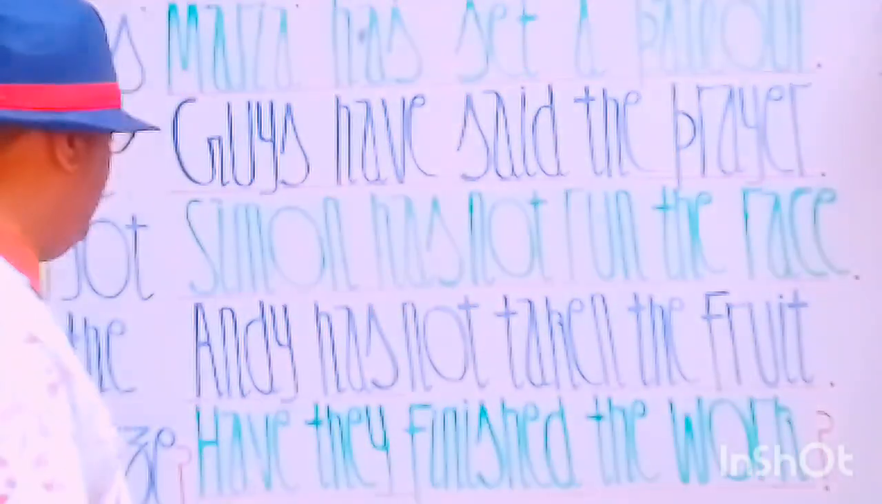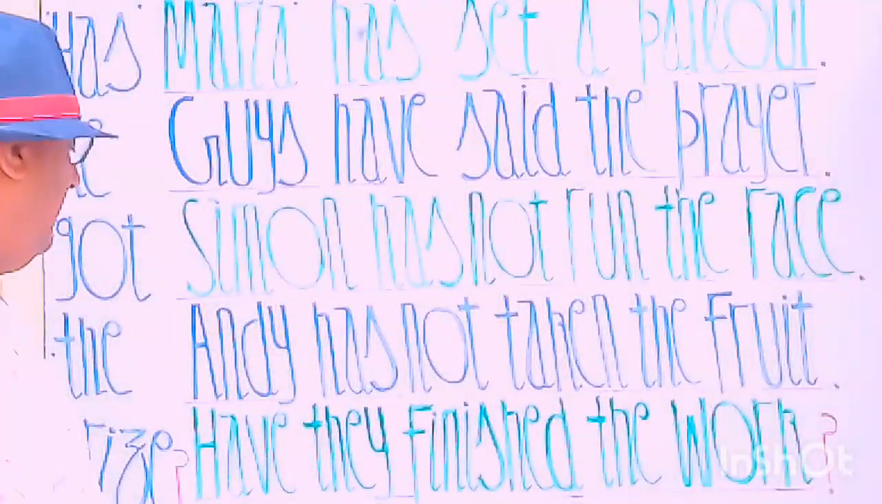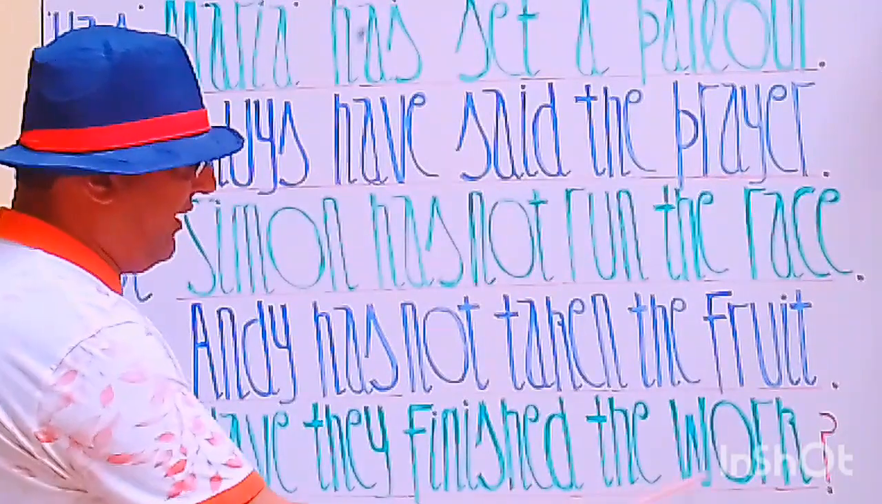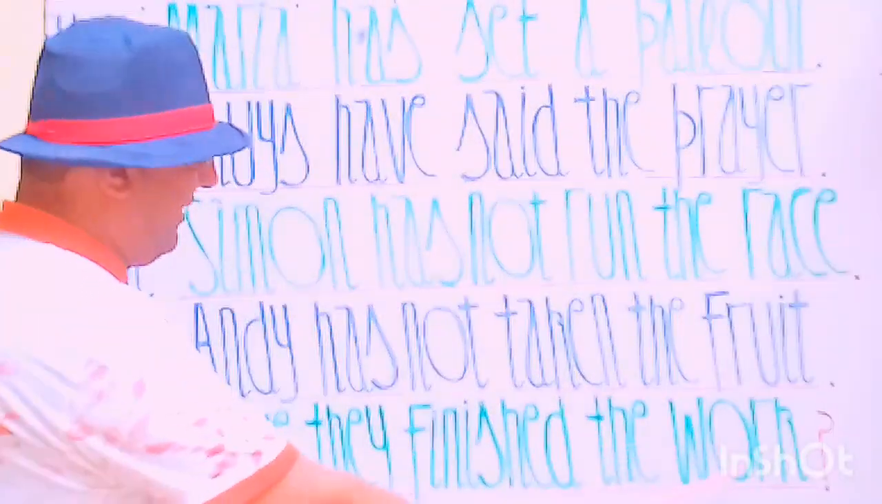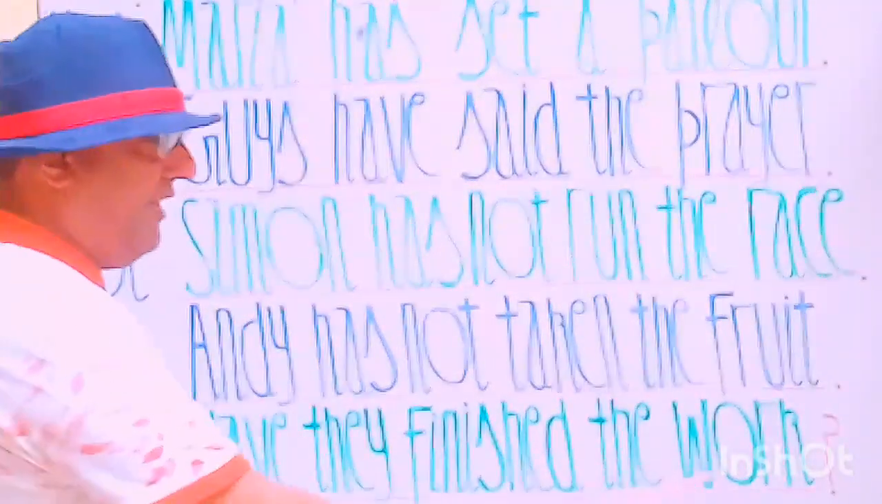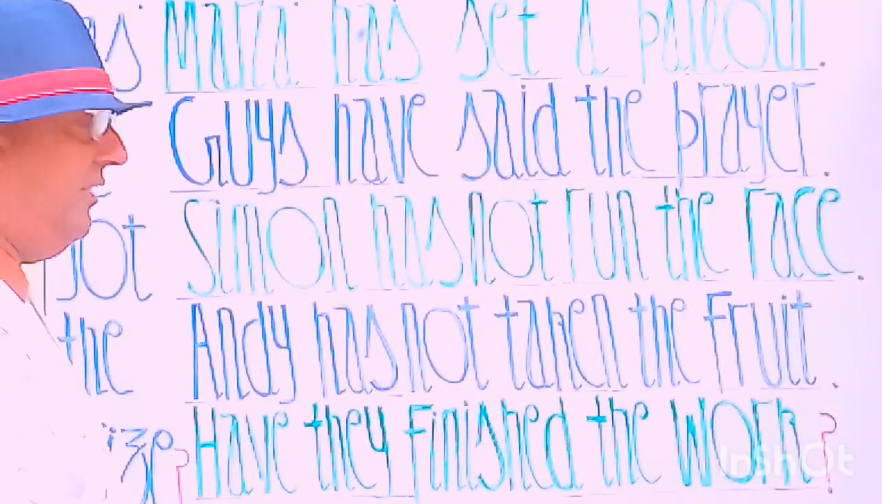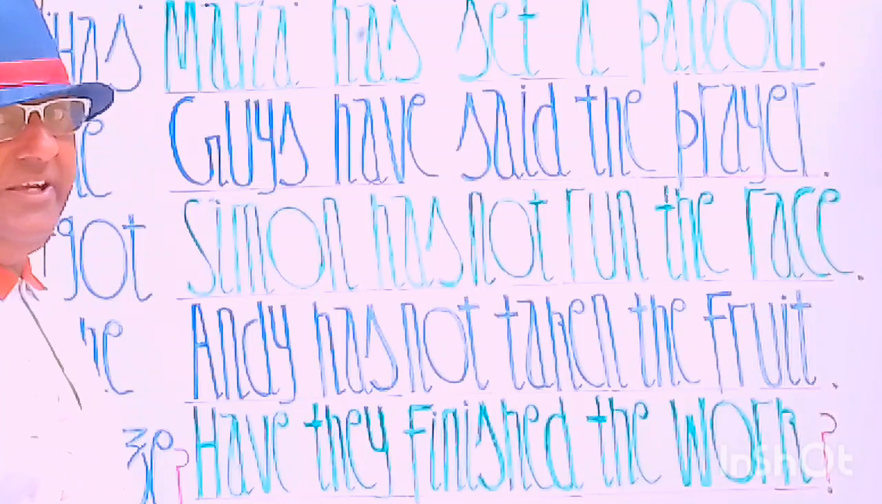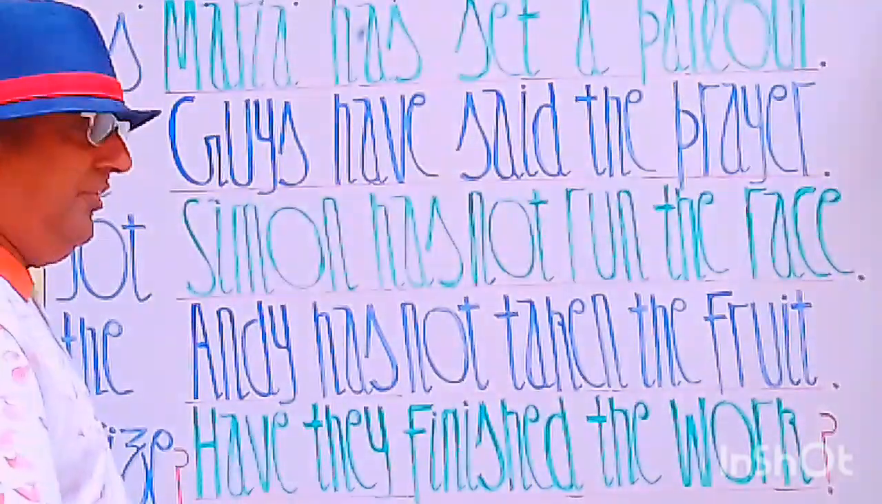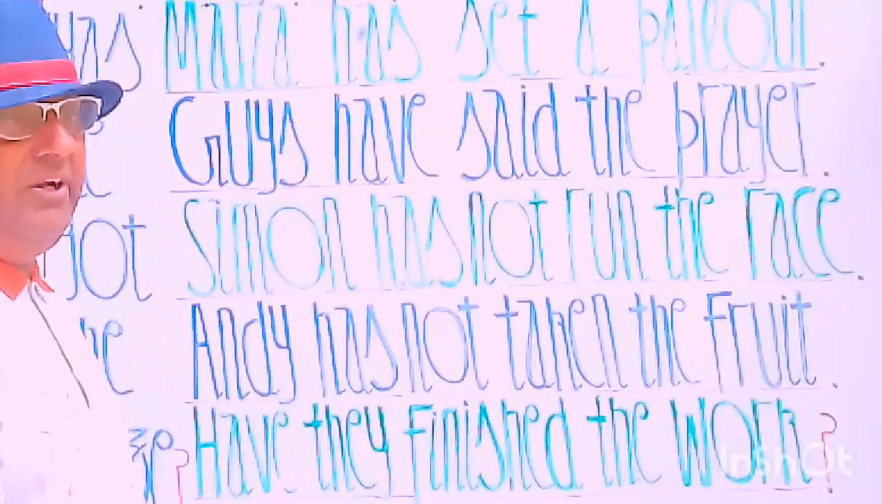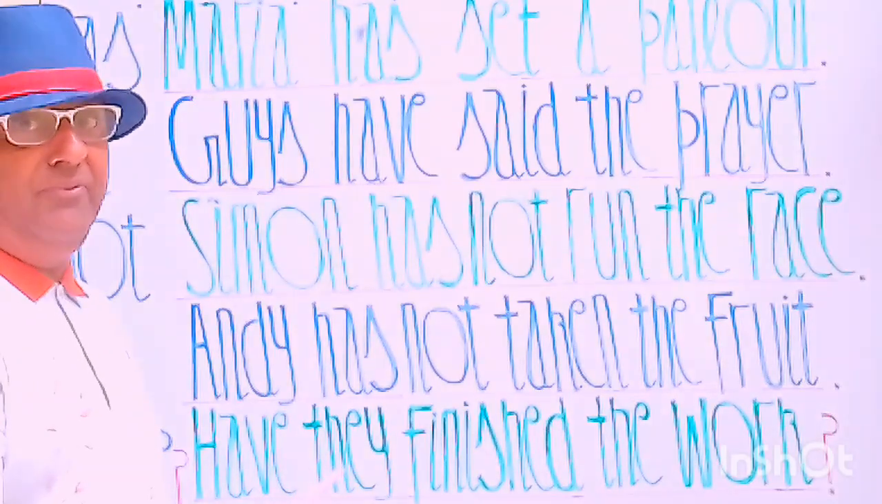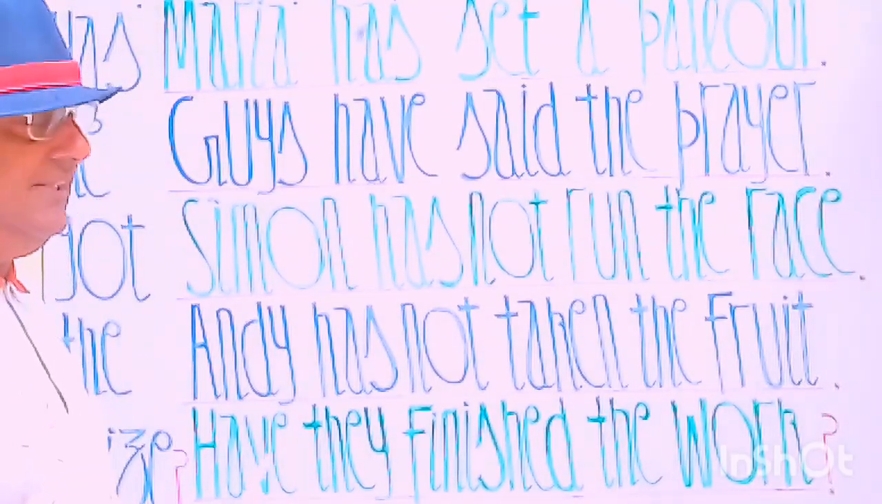Let's see the next statement. Have they finished the work? Interrogative sign. You see here my students, this is an interrogative sentence. Ye ek swaliya jumla hai. Have is in the start. In all interrogatives we write helping verbs in the very start of the sentence.